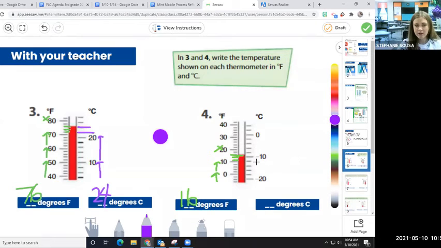Now take a look here. Look, there's a negative symbol in front of this. That means it is negative degrees in Celsius. Negative 20 has gone up to negative 10. And then we've gone up halfway between the next line.